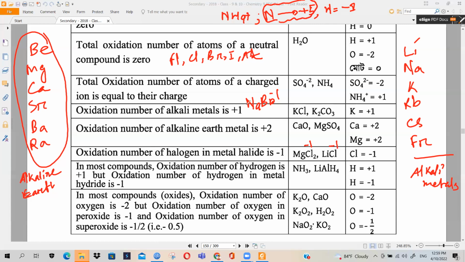Then wouldn't it be a minus? No, it won't be minus. Nitrogen is +5 and -1 multiplied by 4. Hydrogens are 4, right? So -1 multiplied by 4 will be -4. Okay, yeah. The first one.